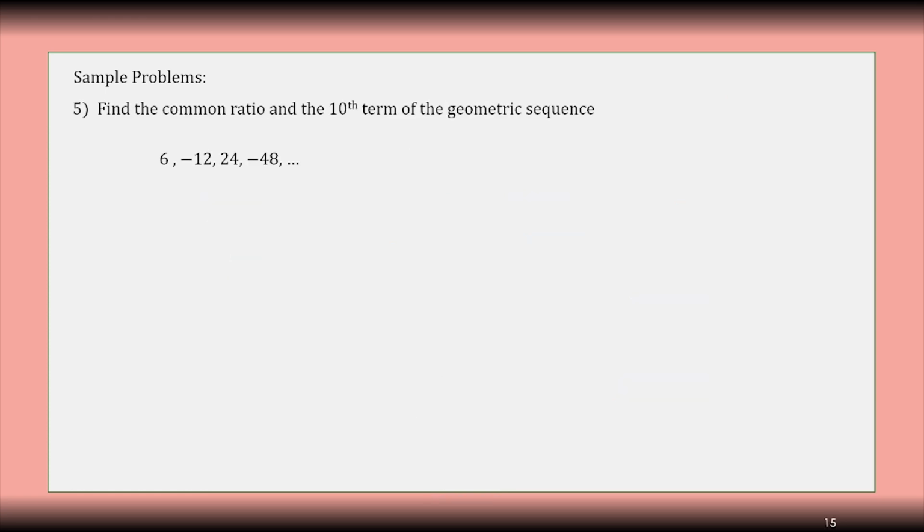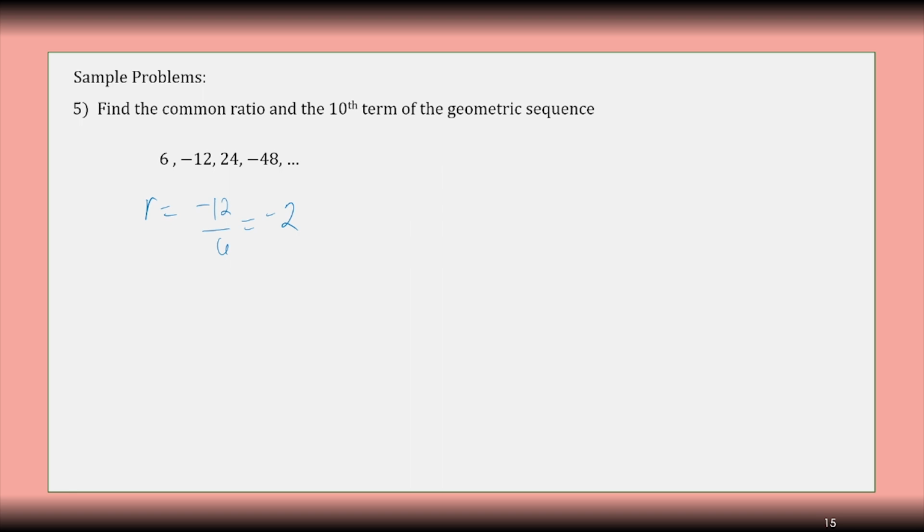Next. So find the common ratio and the 10th term of the geometric sequence. So hanapin muna natin common ratio. So ang common ratio natin can be computed if we divide any term. So mamili tayo. Ang gagamitin ko na lang dito is negative 12 divide 6. So the answer is negative 2. So may common ratio na tayo.